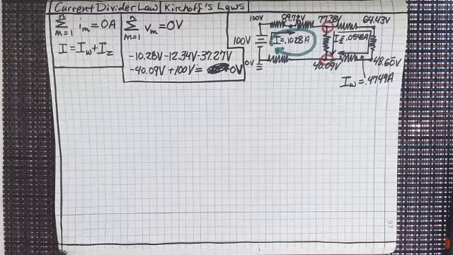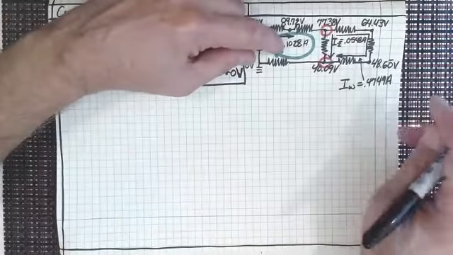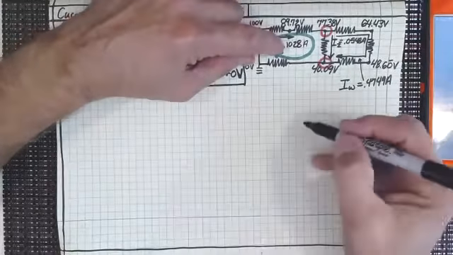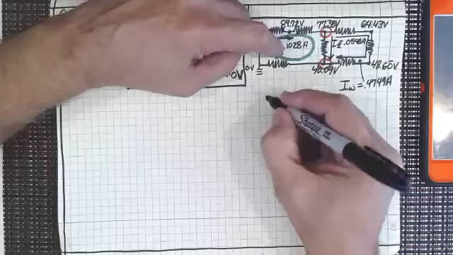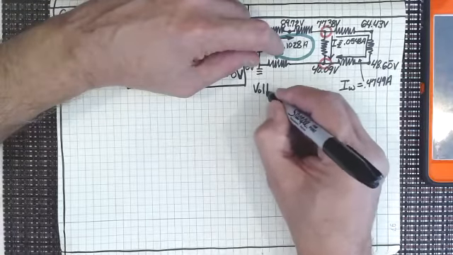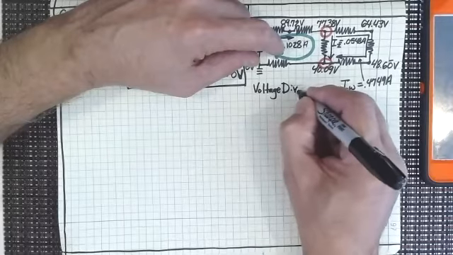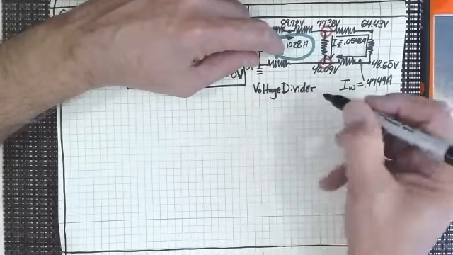Now, what I also want to do is look at current division. And we've set up a current divider. We've got two things here, and I've already looked at both of these, more or less indirectly, but I want to look at these directly. If we have a voltage divider, how could I divide the voltages?